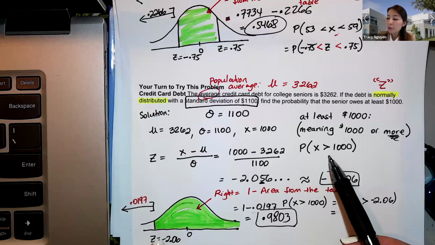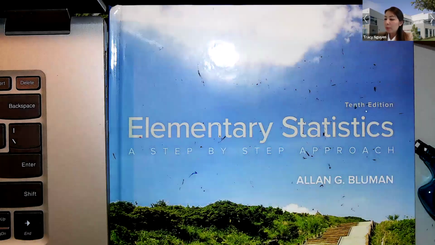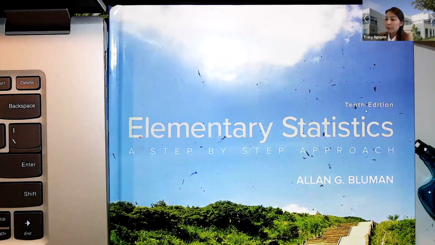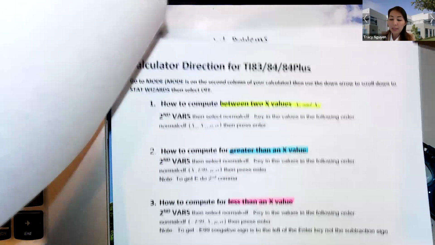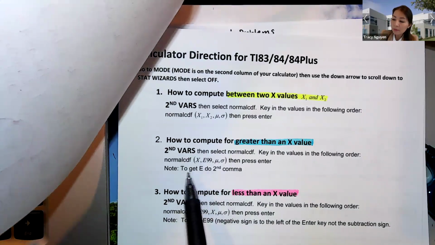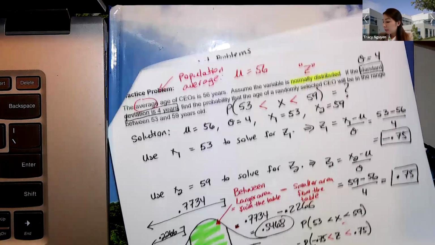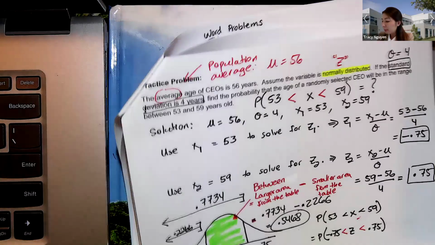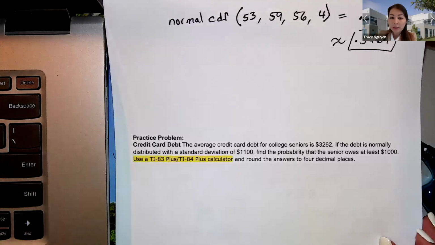Okay, so how to do this on a graphing calculator? We do it greater than, right? So let's revisit what we have for our command. What do we have for our command for greater than? We do normalcdf x, E99, mu, sigma. All right. So what we have here, I created a practice problem for you with the same problem, but with the direction of using a graphing calculator.